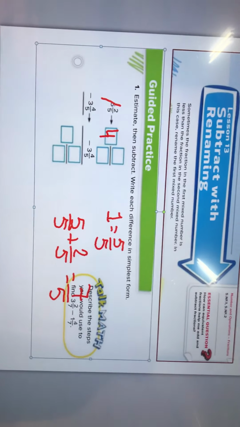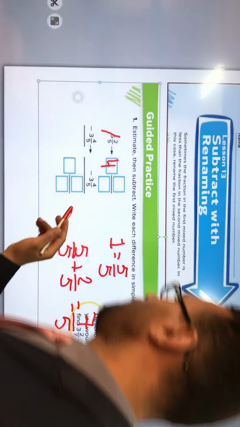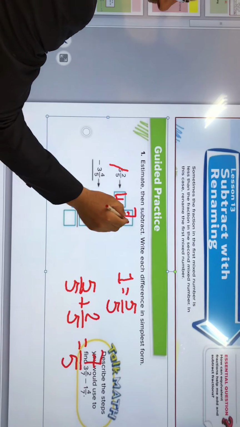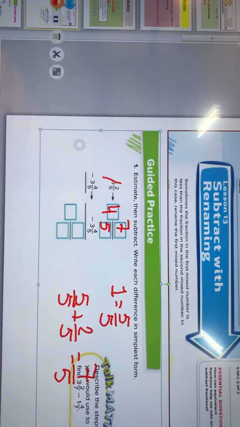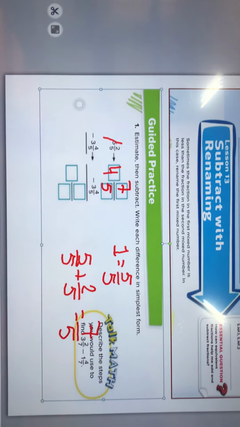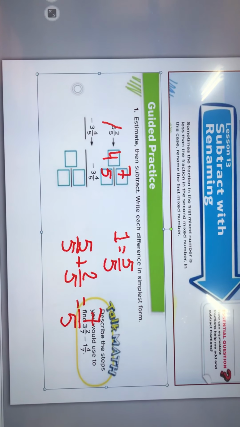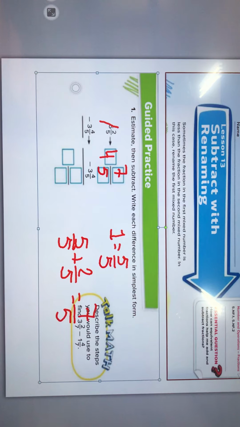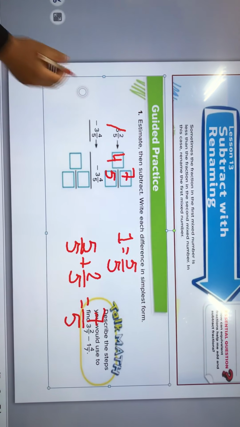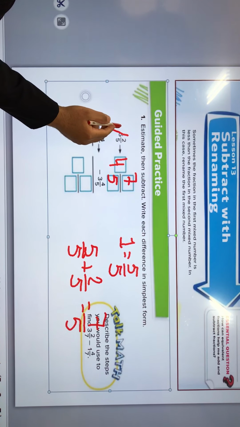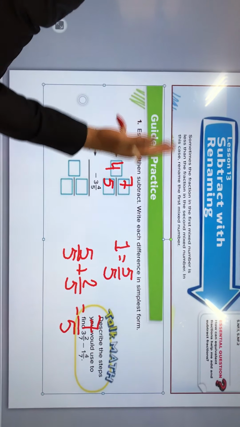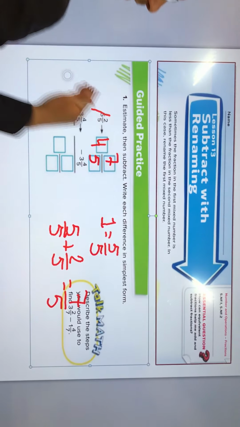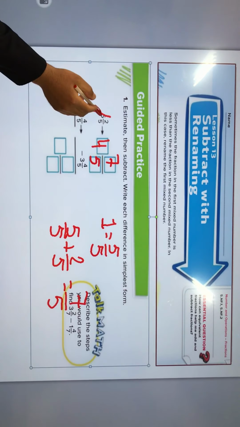Okay, now here will be 4 and the fraction will be what? 7 out of 5. 7 out of what? Out of 5. Now I rename. Borrow 1 from 5, to give 1 whole to the fraction. 1 whole means 5 out of 5, according to the denominator.